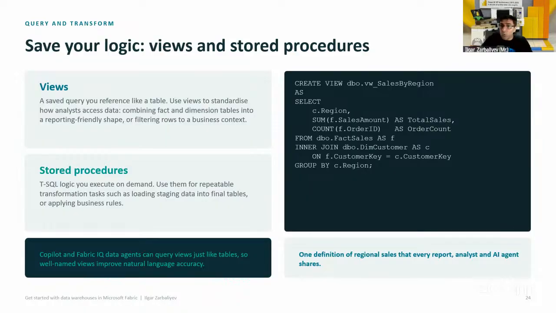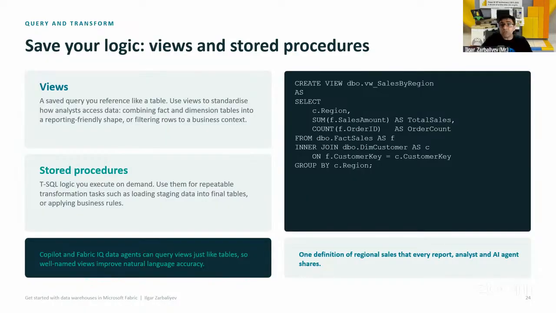Now, think about what that one object prevents. Without it, five different analysts write five different versions of regional sales. One of them forgets to exclude canceled orders. Another joins on the wrong key. And then you have a meeting where three reports disagree and nobody can say which is right. With the view, there is one definition and everyone shares it.